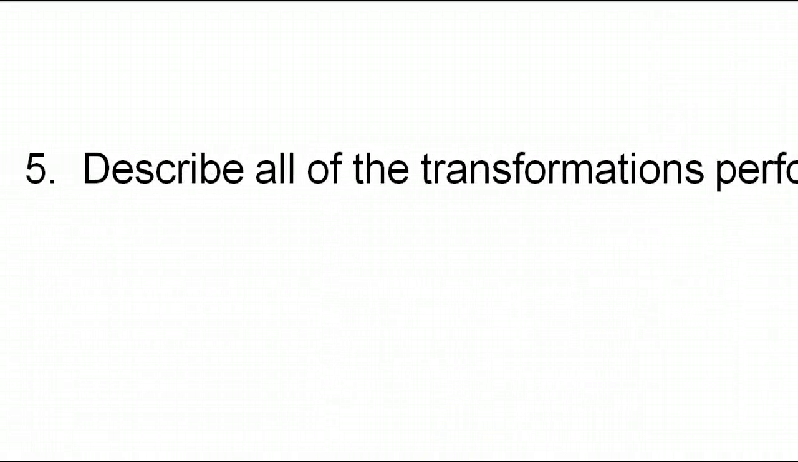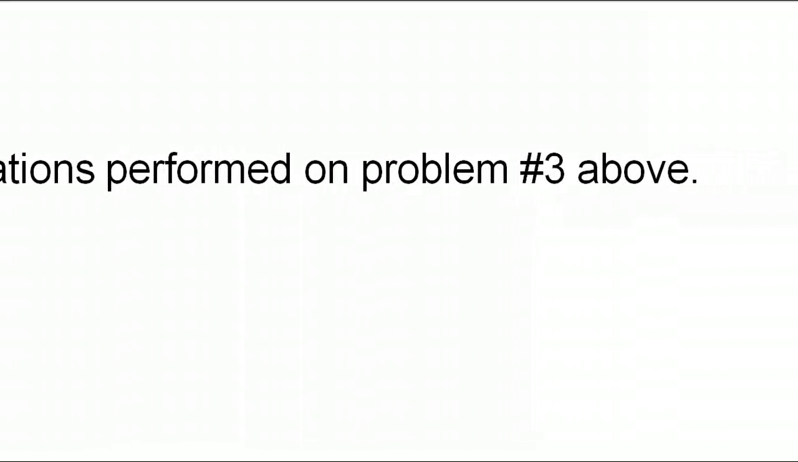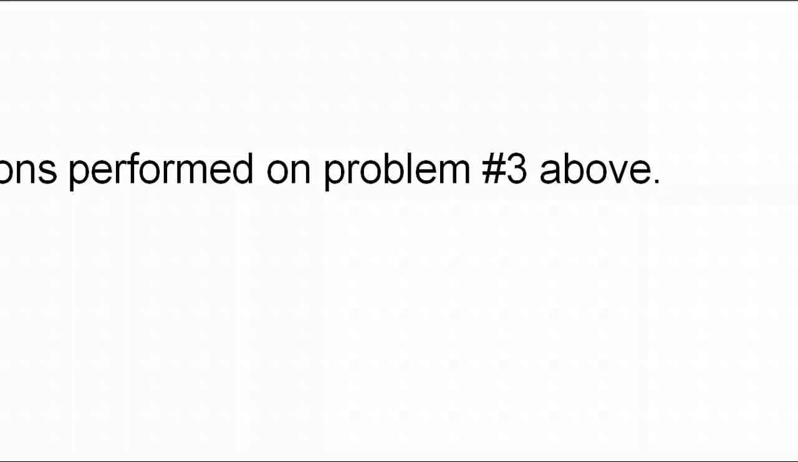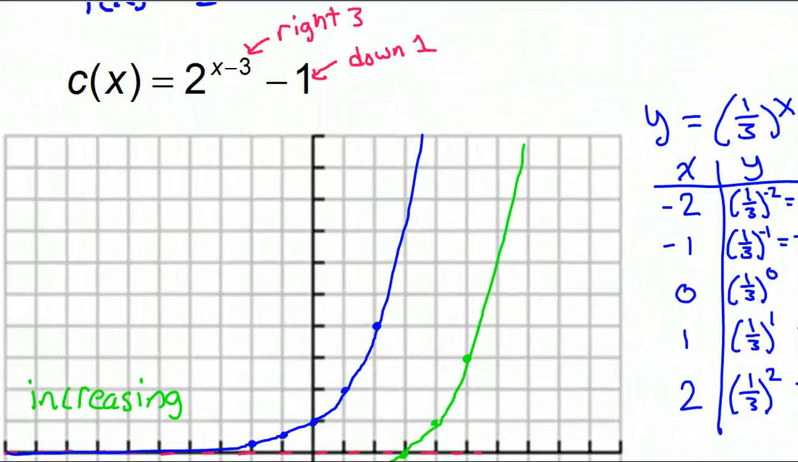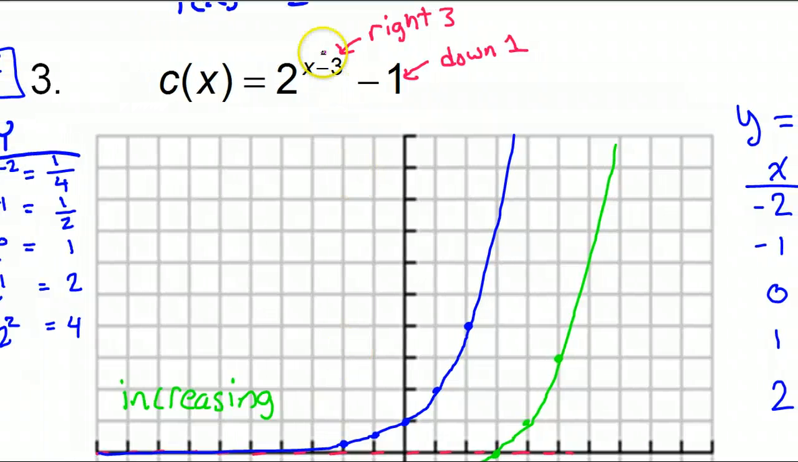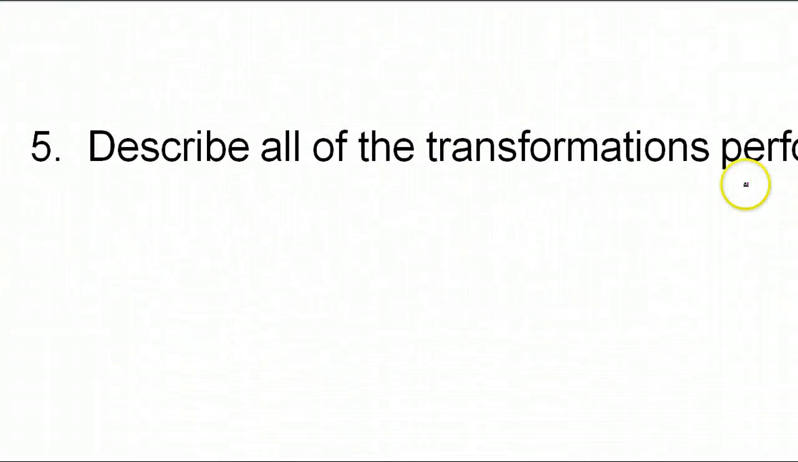All right, I think I'm going to have to zoom out. Number 5, describe all the transformations performed on problem number 3 above. Okay, well, we kind of wrote them on problem number 3. We shifted right 3 and down 1. So we can just list that again.